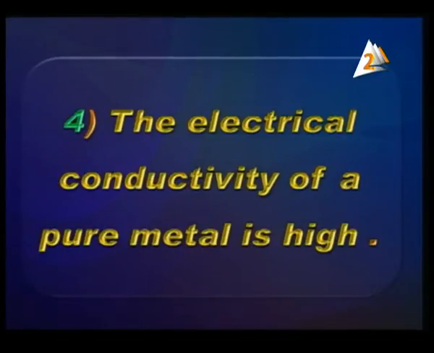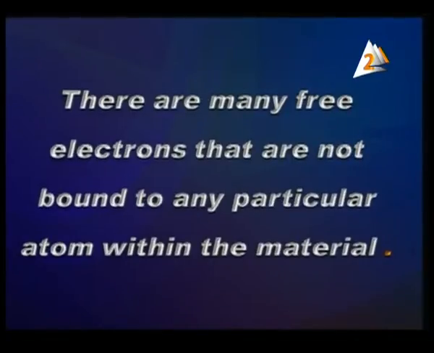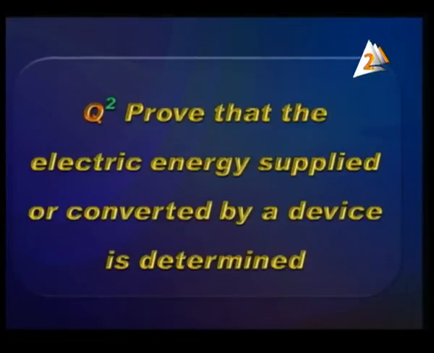Last give reason: electrical conductivity of a pure metal is high. Why? Because there are many free electrons that are not bound to any particular atom. So a metal contains free electrons. That's why its conductivity is high, because there are many free electrons that are not bound to any particular atom within the material. Another type of questions.